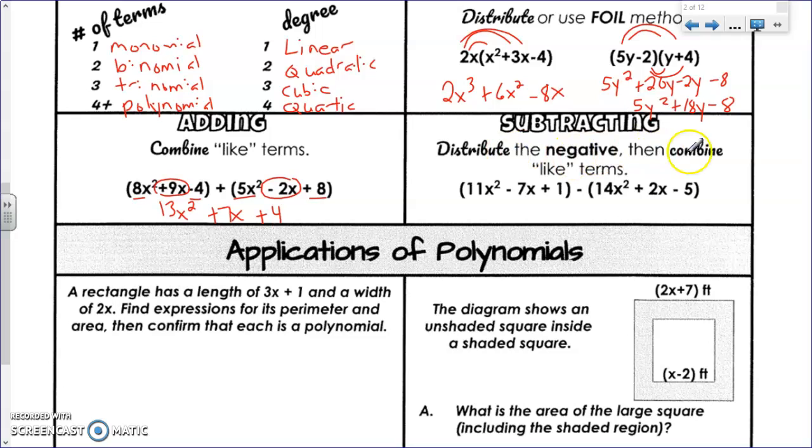Distribute the negative, then combine like terms when you are doing subtraction. So here you would get negative 14x squared minus 2x plus 5. So I have 11x squared minus 14, which gives me negative 3x squared, negative 7 minus 2, negative 9x, and 1 plus 5 is 6.